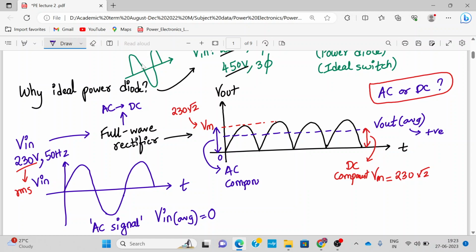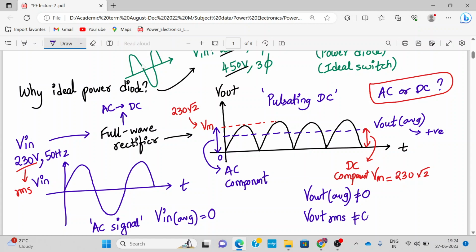So that means we have a signal which contains both AC and DC components, and that is termed as a pulsating DC. Okay, so a full wave rectifier converts a pure AC signal into a pulsating DC signal. Now, mathematically we can also say that its V out average value is not equal to 0, and its RMS value, the root mean square value, is also not equal to 0. In fact, both of them are positive.